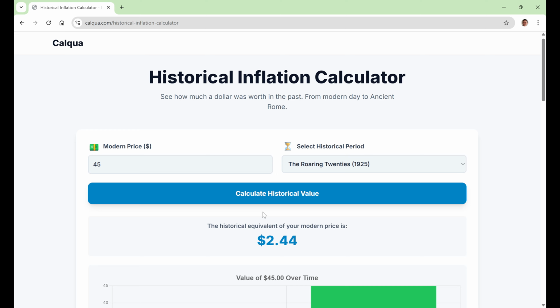Inflation is the decrease in the purchasing power of money, which means that over time, each unit of currency buys fewer goods and services. It is a slow, relentless force that redefines value across generations.